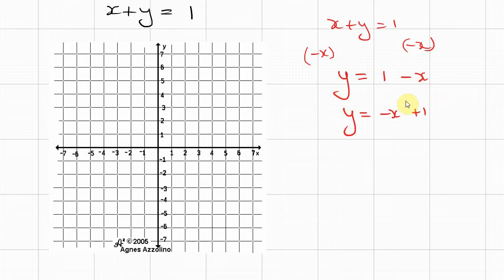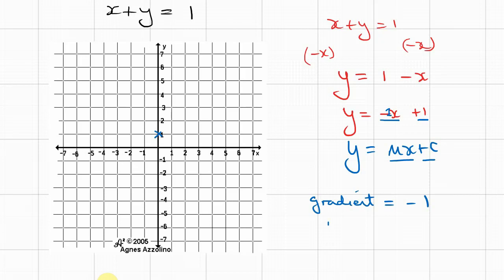You can plot it from both, but looking at our y equals mx plus c, we can see that this starts to link up better. So we know that we're crossing at positive 1, so my first point is going to be here, and we know we've got a gradient of -1. Remember, there's a sneaky little 1 here when we don't write a number next to our x's. So that means every time we go 1 to the right, we go 1 down.